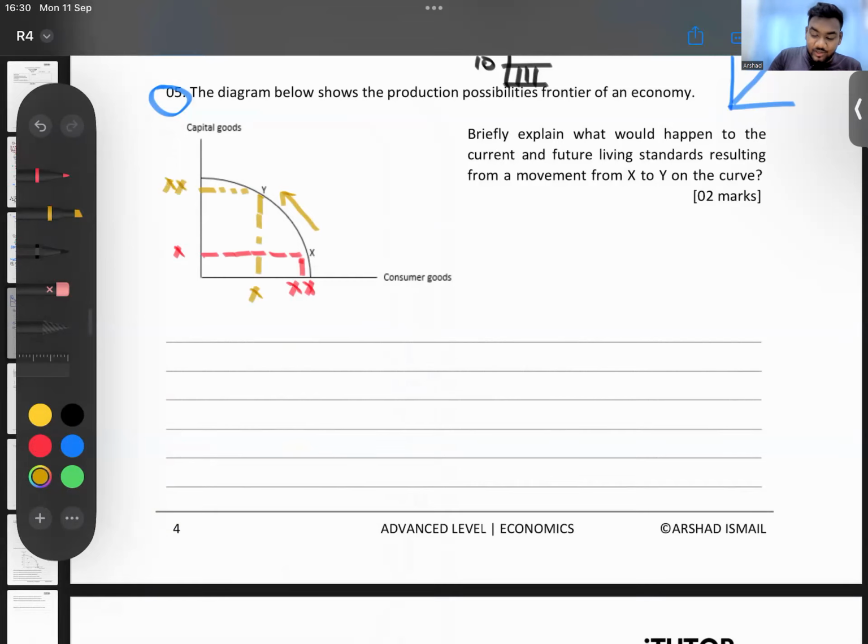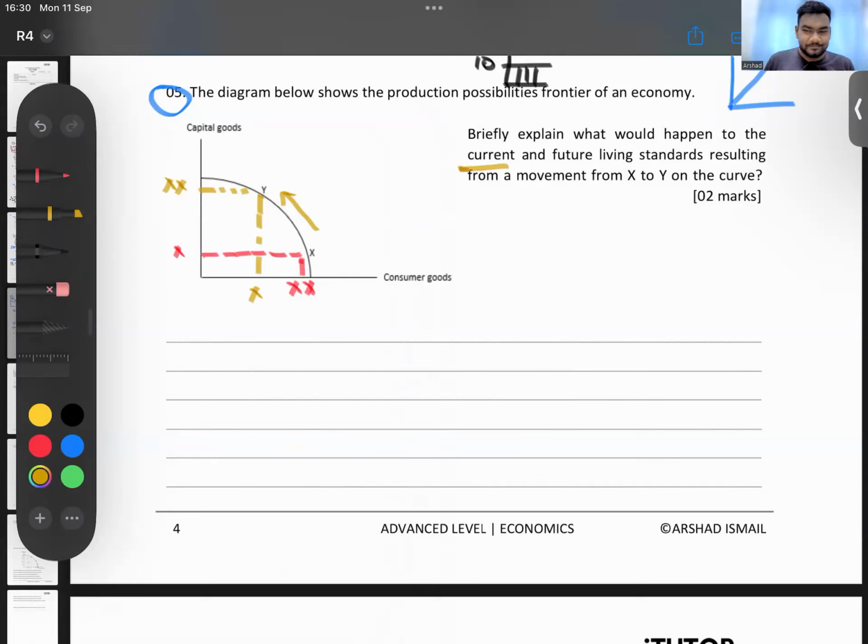So they are asking you, what is going to happen? Just a 2-mark question. What is going to happen to the current and future living standards? First, we'll talk about the current living standard, guys. Can you all tell me what's going to happen to the current living standard?